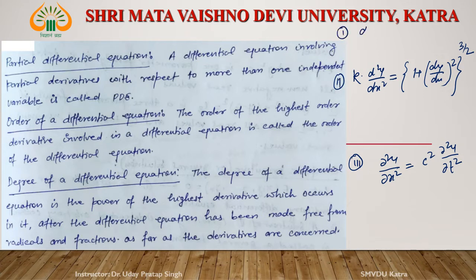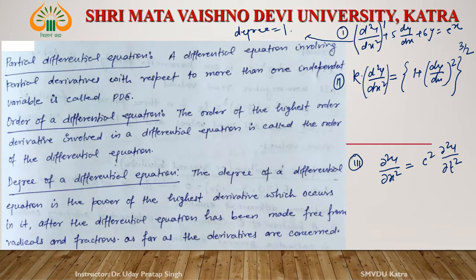One simple example: d2y by dx2 plus 5 dy by dx plus 6y is equal to e to the power x. Now see, in equation 1, what is the power of the highest derivative? The power of the highest derivative is 1. Are any radicals or fractions involved in equation number 1? No. So the degree of this differential equation is 1.